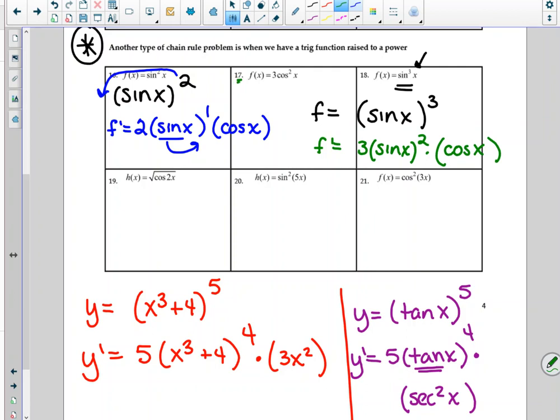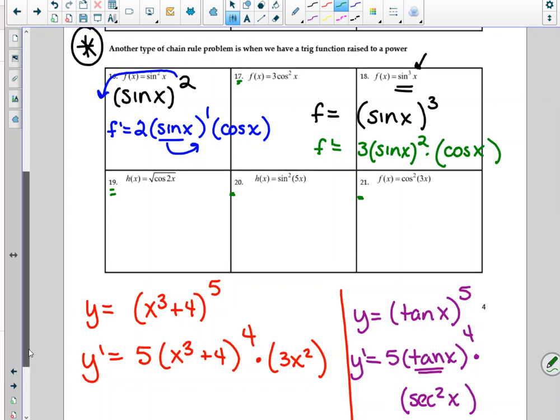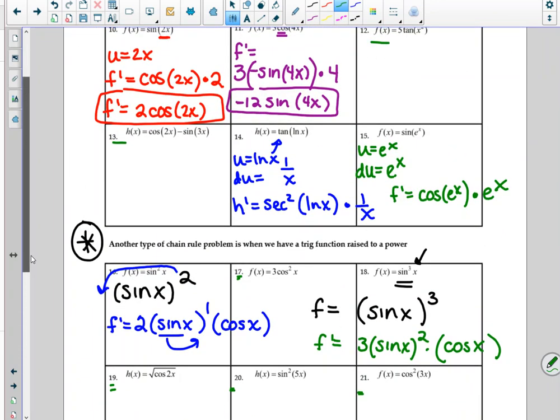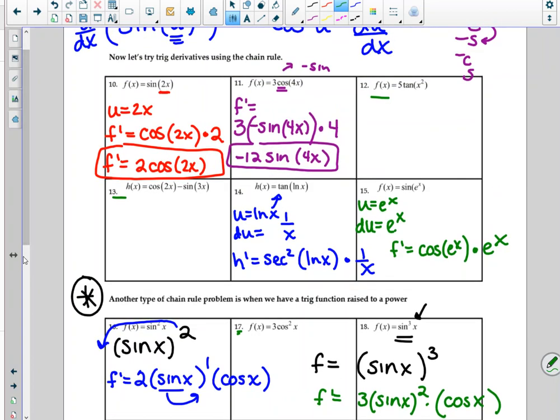And so 17, 19, 20, and 21, I'd say go ahead and give those a try and check some answers, look at my steps. And that's a good kind of 5-minute attack on chain rule in trig function derivatives.